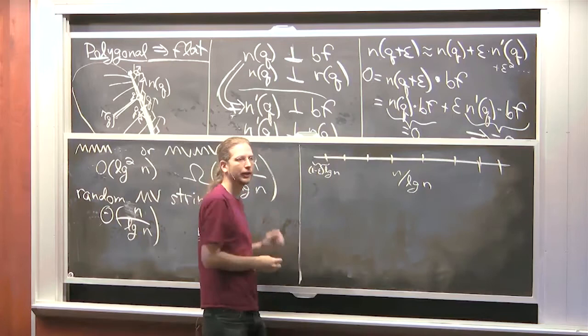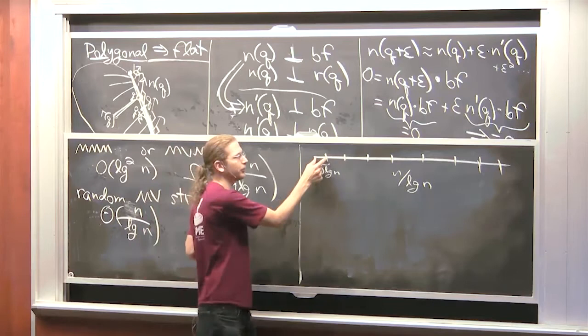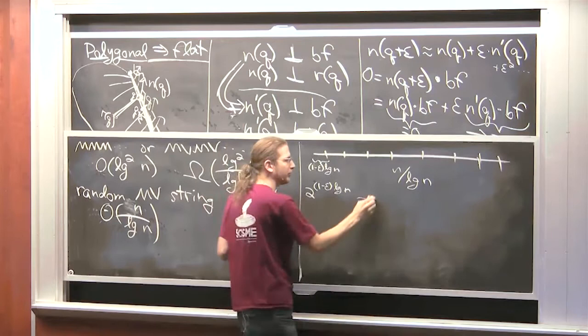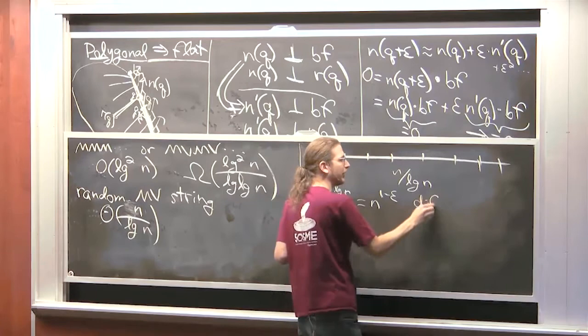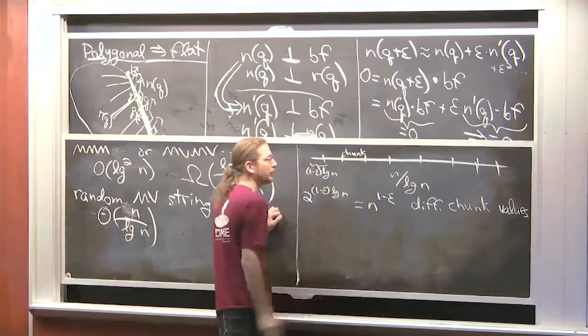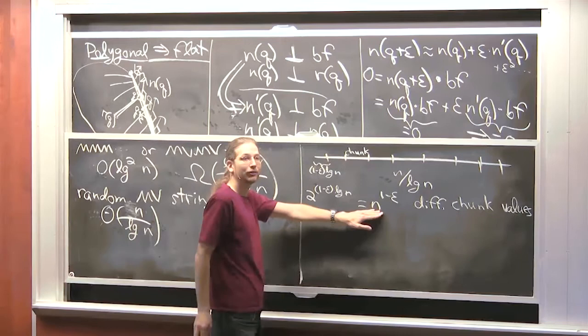Why do I do that? Because the number of different chunk values is 2 to the 1 minus epsilon times log n, right? Each can be mountain or valley. Now, 2 to the log n is n, so this is n to the 1 minus epsilon possible different chunk values. These are chunks. Why is that interesting? Because I have basically n over log n chunks, but there's only n to the 1 minus epsilon different chunk values. This is much, much smaller than this. Think of epsilon being a half. It's the square root of n.